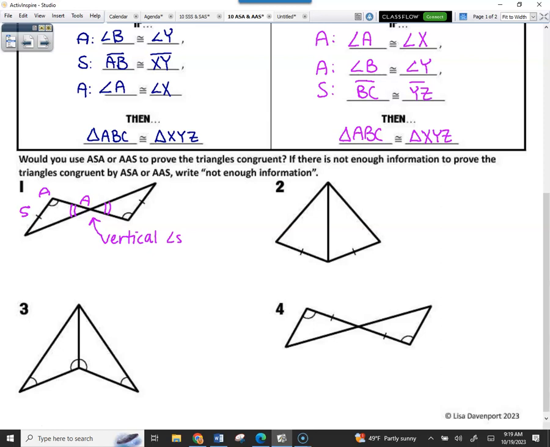AAS. That's the only one we have. We don't have SAA. That's just the reverse. That's AAS. Then come over here and confirm it's the same thing. So there's nothing, nothing, side, angle, angle. So it's the same thing. So yes, they are congruent by angle, angle, side.